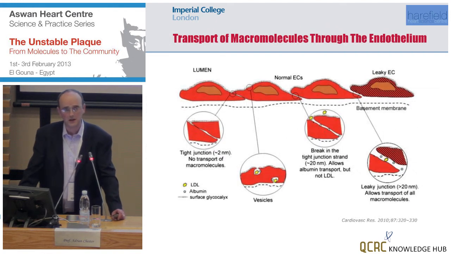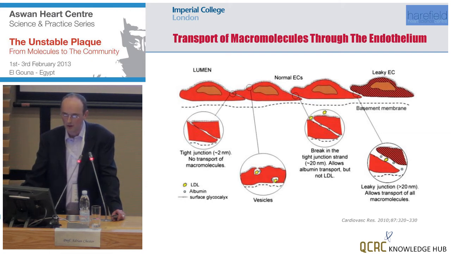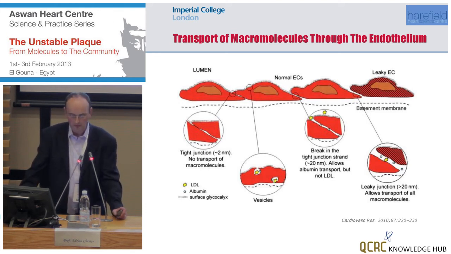Also, areas of low shear stress are also associated with changes in the transport of molecules through endothelial cells, such that these low shear stress areas are associated with a loss of tight junctions between endothelial cells that then allow transport of macromolecules through these gaps into the underlying vessel wall.